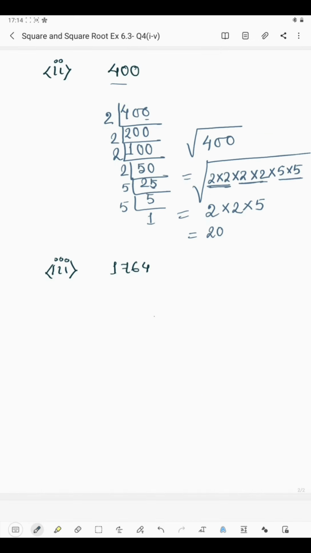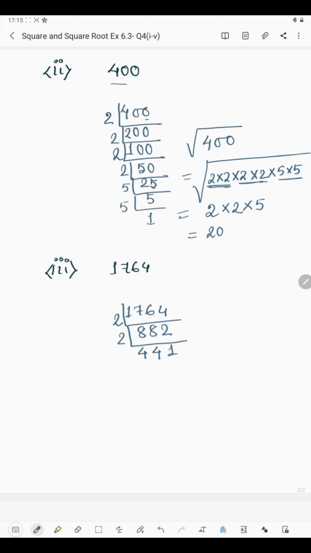Okay. Now in the next part we have 1764. Here, since the last digit is an even number, it will be divisible by 2. So 2 8s are 16. Then 2 8s are 16, 2 2s are 4. Again we have got 2, which is an even number, so again it will be divisible by 2. So 2 4s are 8, 2 4s are 8, 2 1s are 2.